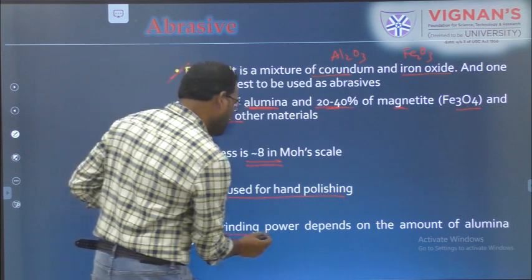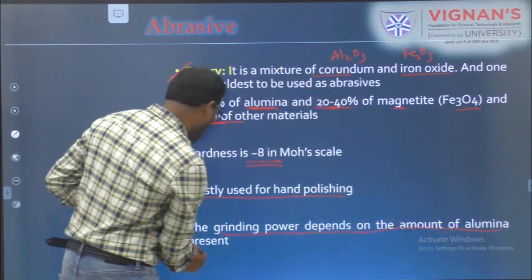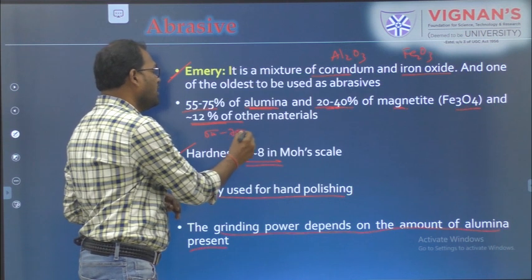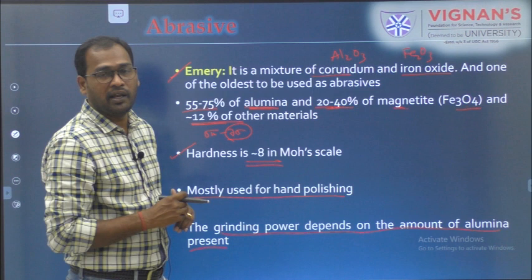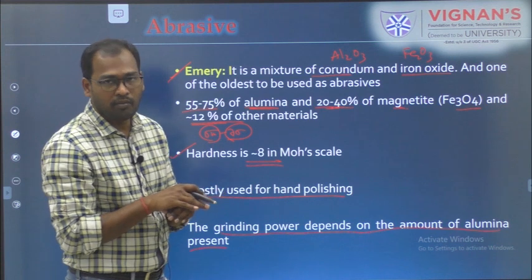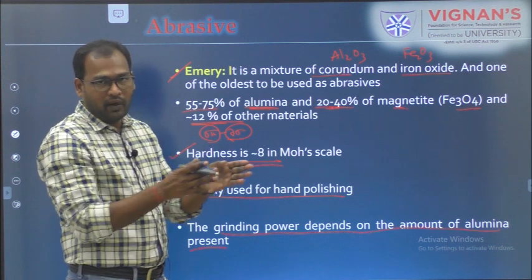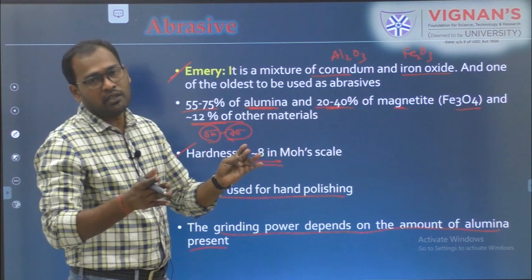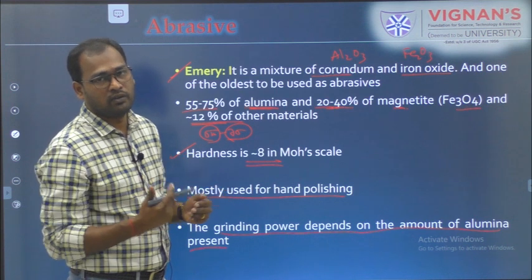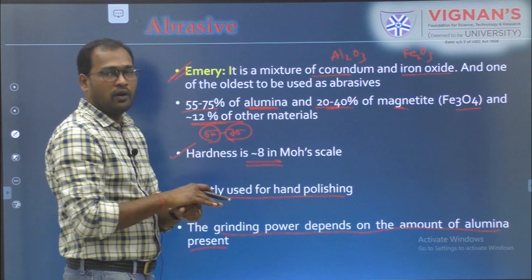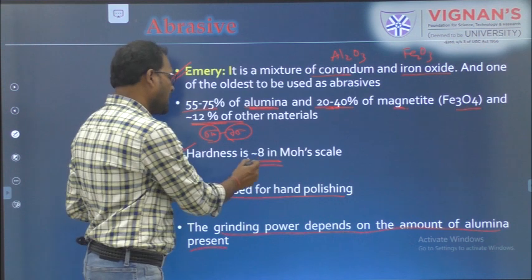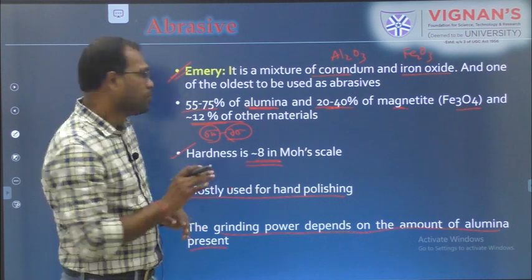Okay, so the grinding power depends on the amount of alumina present. The percentage, as I said, varies from 55 to 75. If it has 75% of alumina, then the abrasive action will be more. If it has a lesser percentage, then the abrasive action will be lesser. So we can have a wide variety of different emery sheets where you can choose the alumina content depending on the abrasive action we want. So, emery is a mixture of corundum and iron oxide, the proportion varies, on the Mohs scale it is given as 8, and mostly it is used for hand polishing.